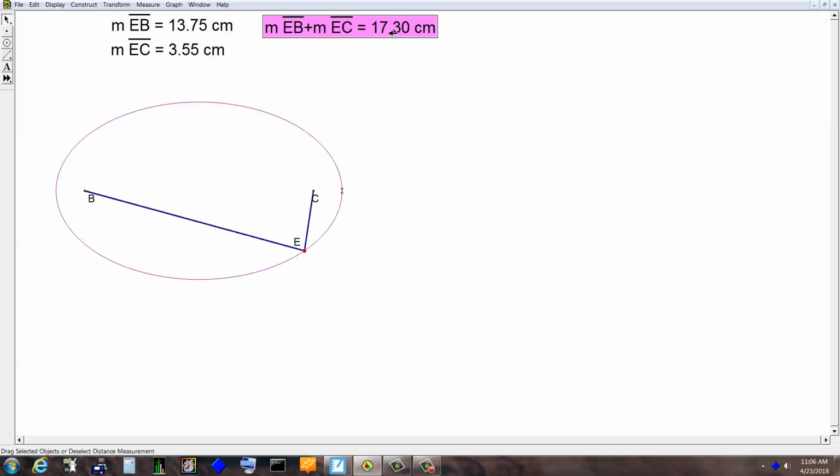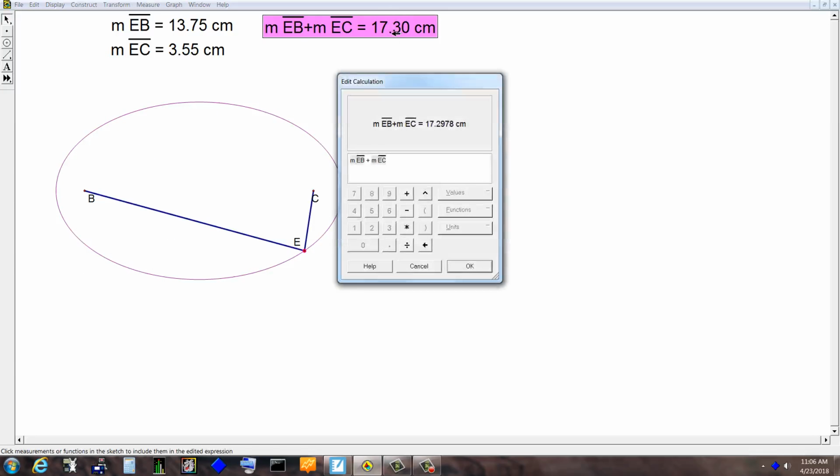And this 17.3, that's a calculation. That's not just me writing an equation. It's actually taking how long is EB, how long is EC, and adding those 2 numbers together. So if that number was changing, you would have seen the 17.3 change. But it didn't.